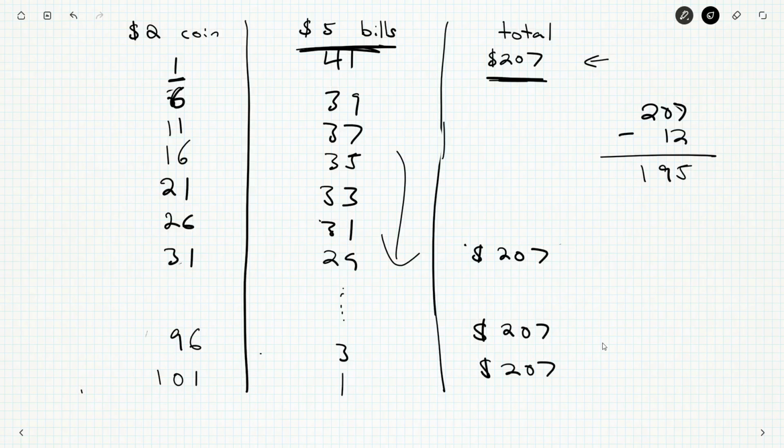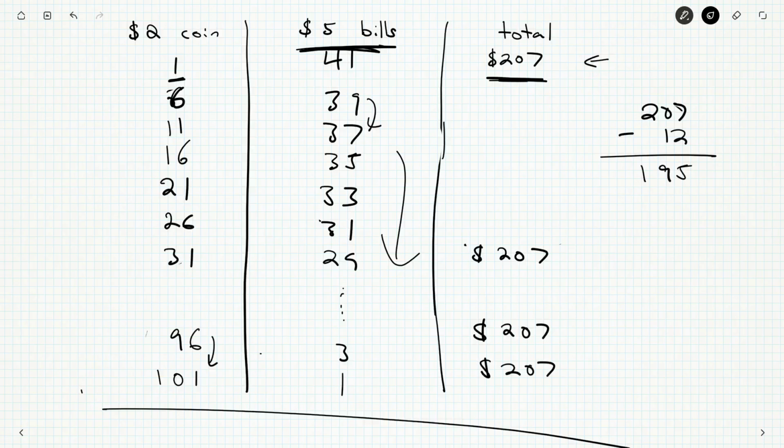So we recognize a pattern, and it might take you a little while. We recognize a pattern, go up by 5s here, go down by 2s here. We recognize where we're going to stop. 1 $5 bill, that's it. You can't go any lower. Now it's up to us to count. How many of these combinations are there? And if you list them all out, you count them up fairly quickly.